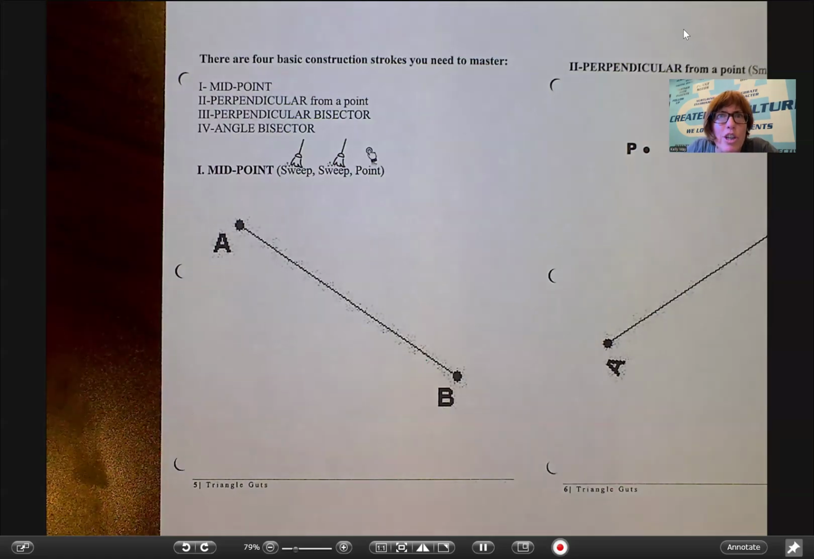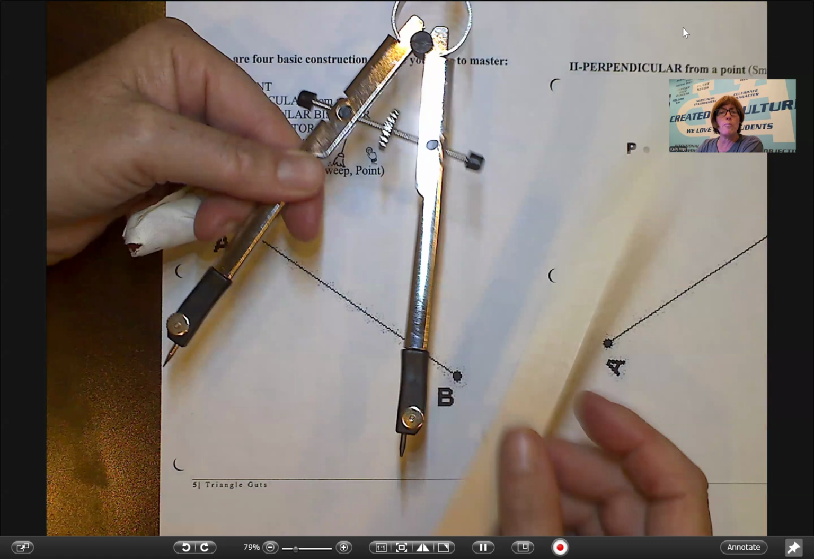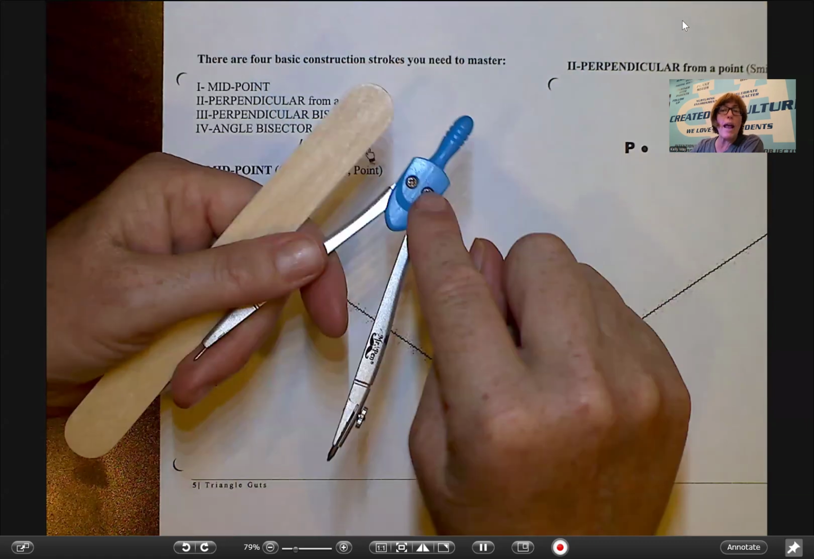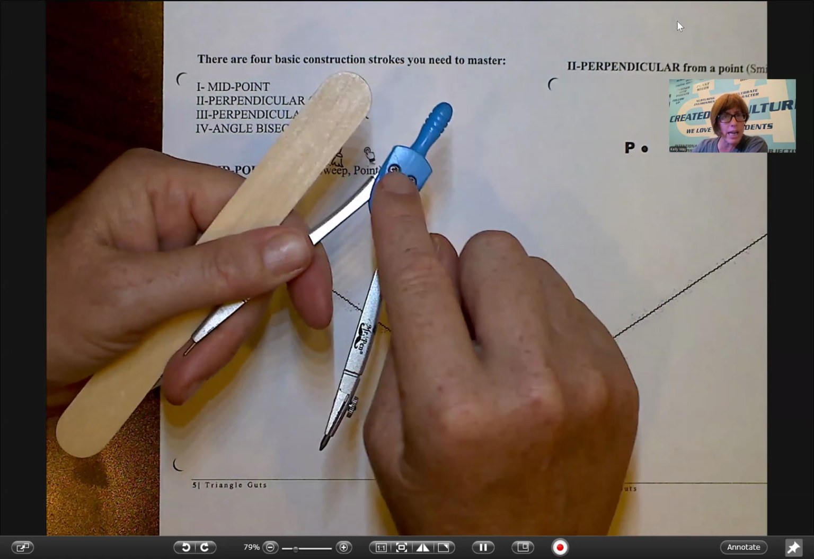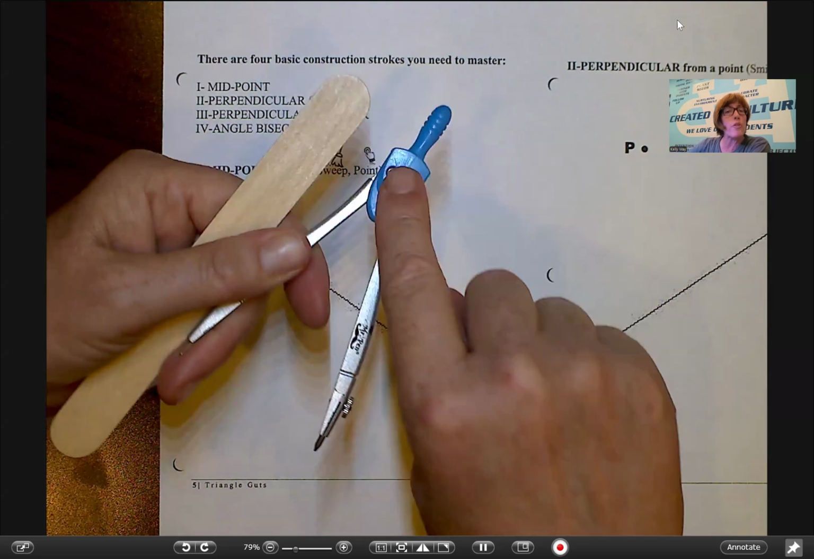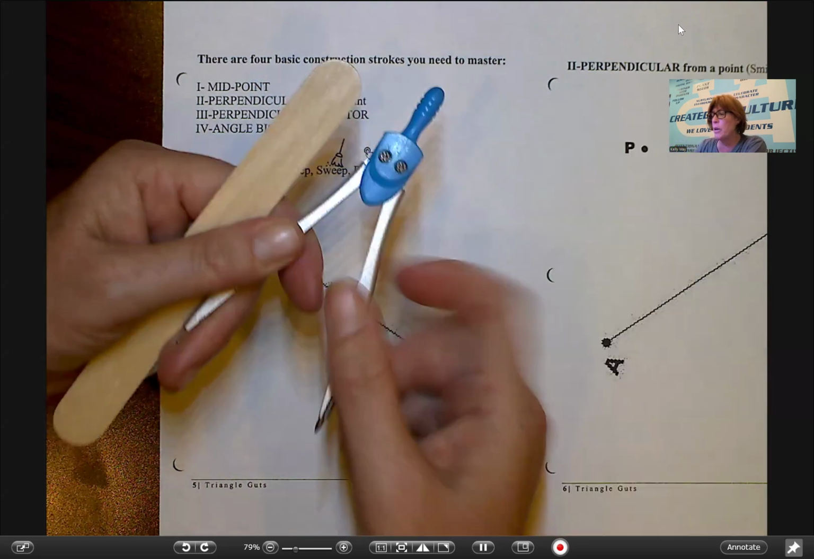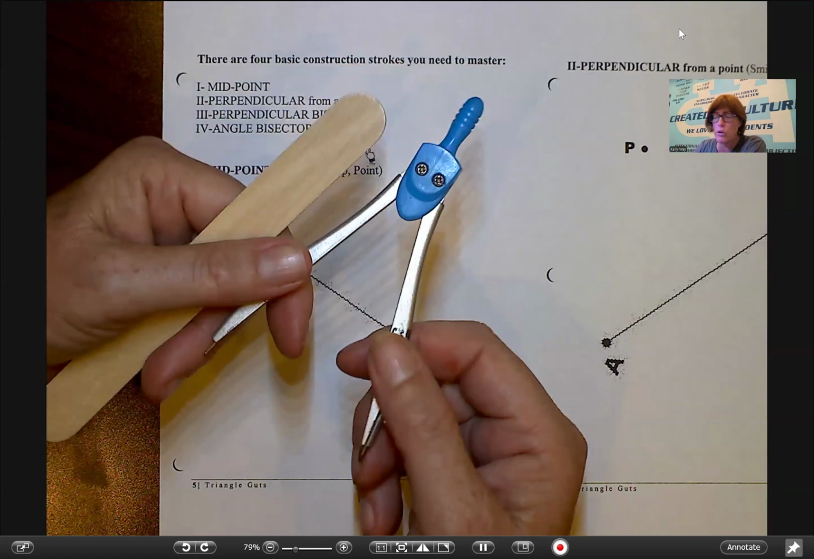Students, we are going to venture into the world of constructions. It's very important that you have a compass and a straight edge. If your compass has a screw or screws at the top, it's important that they are very tight. So go to the front of the classroom and get a Phillips screwdriver and tighten that up a little bit. You want your compass to be relatively stiff when you do this.